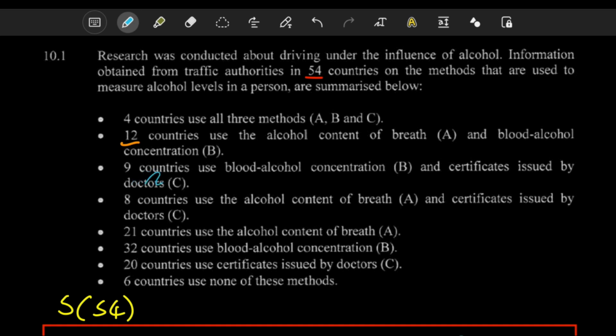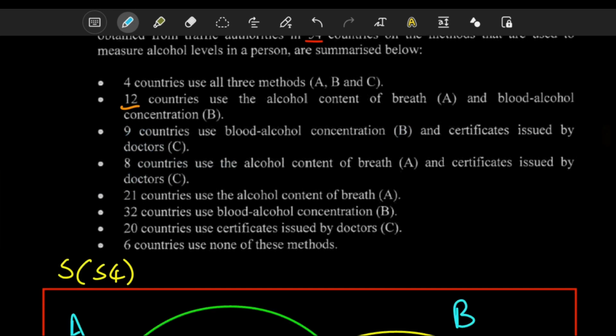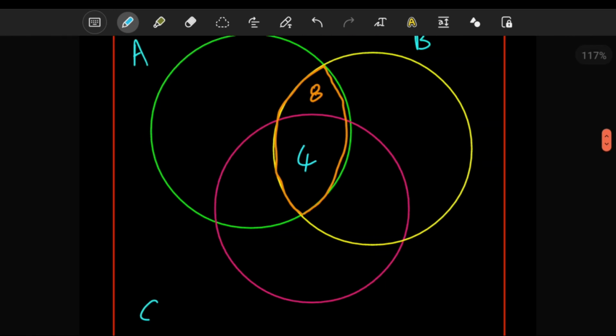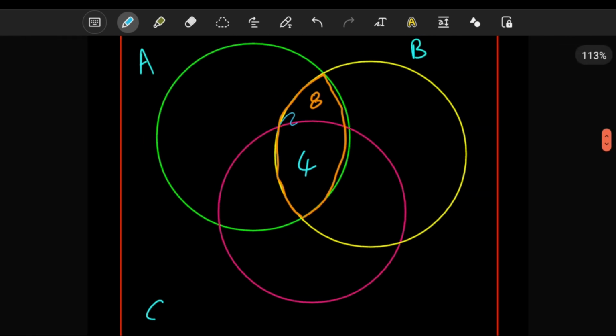So let's move on. Here it says 9 countries use B and C. Forget the names, the names are useless here because all we need is just A, B, and C. Here it says 9 countries use B and C. So meaning where B and C meet, those numbers should add up to 9. You see, here this is a portion of B.